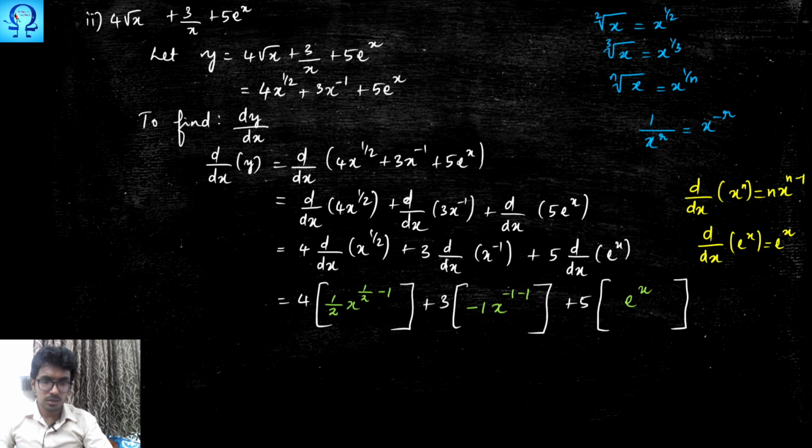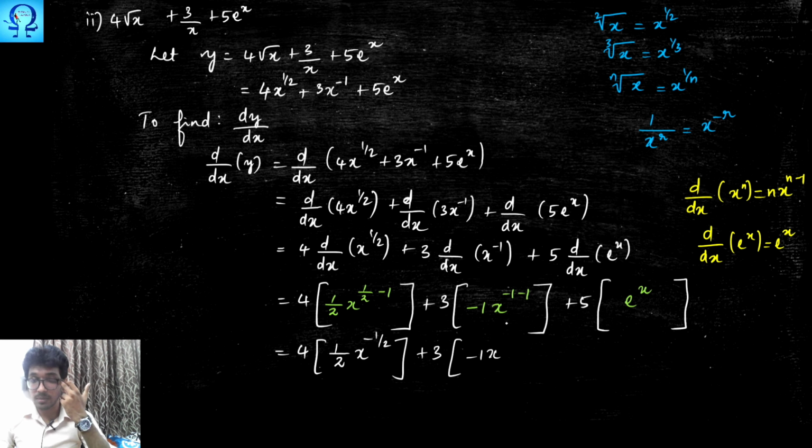Now let us simplify these things. So it is 4 times 1 upon 2 x power 1 upon 2 minus 1. So half minus 1. If you take LCM, you are going to get half minus 2 upon 2, so this is going to be minus 1 upon 2. So directly let me write this x power minus 1 upon 2. Plus 3 times minus 1 x power minus 1 minus 1. So we can take minus as a common thing, so we will have 1 plus 1. So it is going to be minus 2, plus 5 e power x.